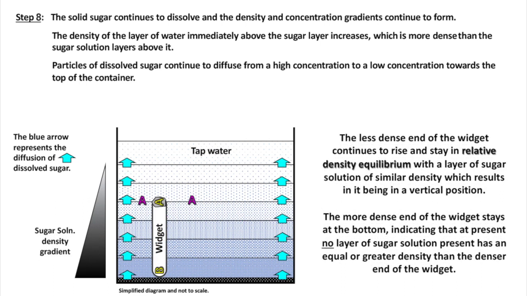Step 8. The less dense end of the widget continues to rise and stay in relative density equilibrium with the layer of sugar solution of similar density, which results in it being in a vertical position. The more dense end of the widget stays at the bottom, indicating that at present, no layer of sugar solution present has an equal or greater density than the denser end of the widget.